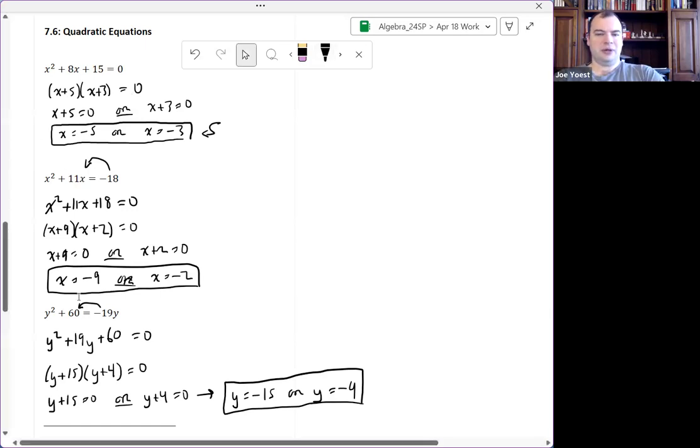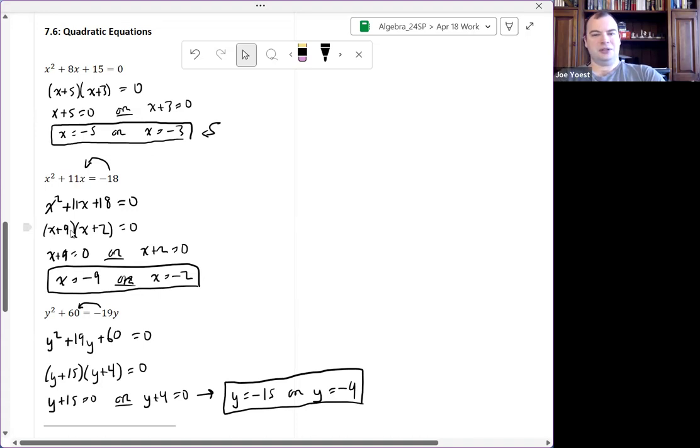For the second and third problems, we had to do a little bit of work before we started factoring. So we need to get everything on one side. Here, this -18 that's on the right side of the equation, I add 18 to both sides to get x squared plus 11x plus 18 equals 0. And now I look at that left side and I see how it factors. I notice that 9 times 2 gives me 18 and 9 plus 2 gives me 11. Remember, that's the strategy for factoring trinomials where the coefficient of x squared is 1.